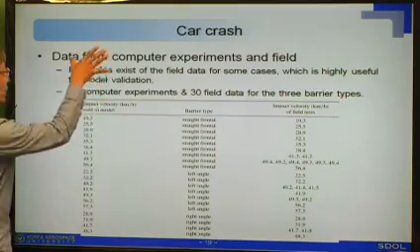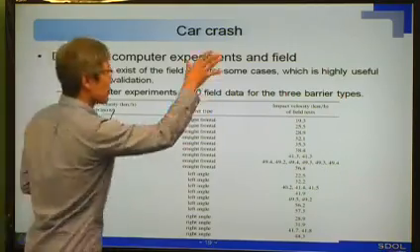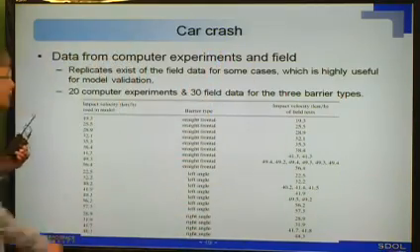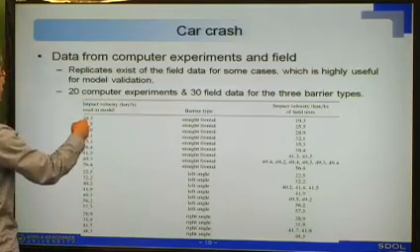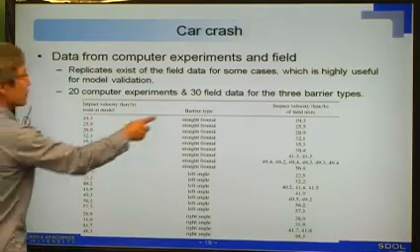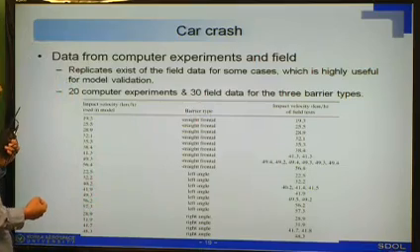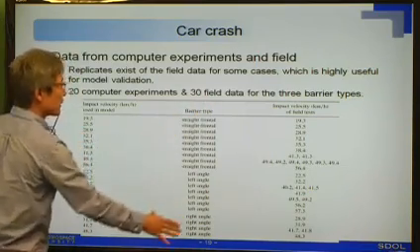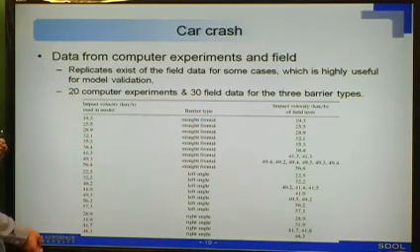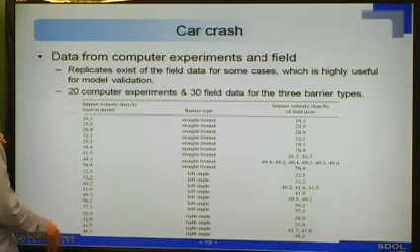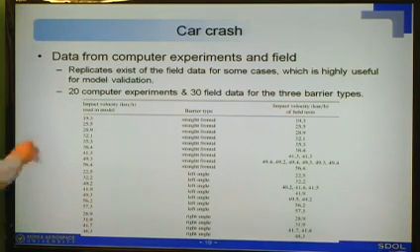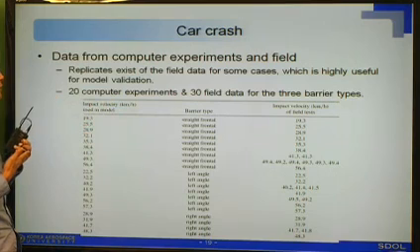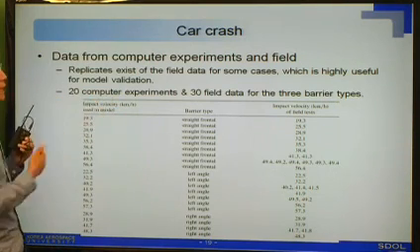So we have computer experiments and real data. And this is one input variable. This is the other input variable. The barrier type represents the angle of impact. And this is the initial velocity. And we have 20 computer experiments and 30 field data.